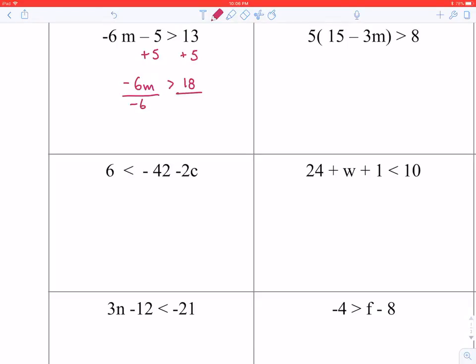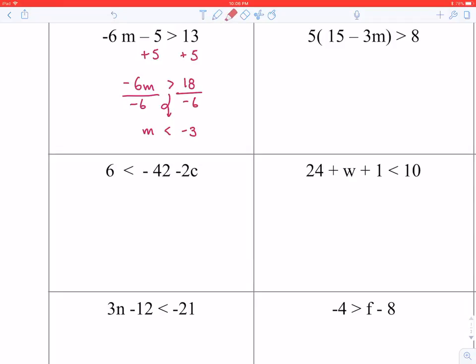Following that, I'm going to divide both sides by negative 6, because negative 6 over itself is going to be 1. The m, which is really just m, is going to be on the right side, will be a negative 3. And because I divided by a negative 6, I need to flip my sign. I need to turn that into a less than. M is going to be values that are less than -3.